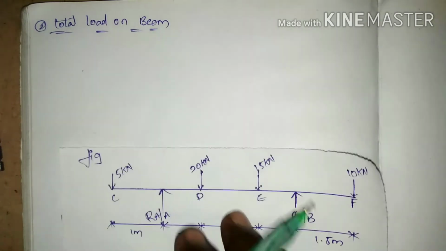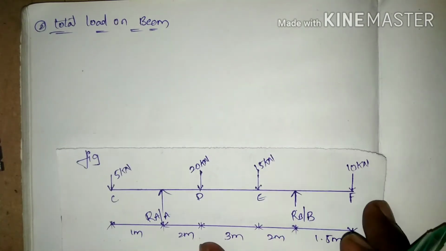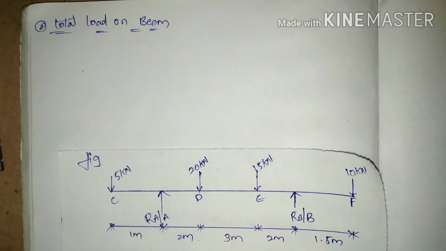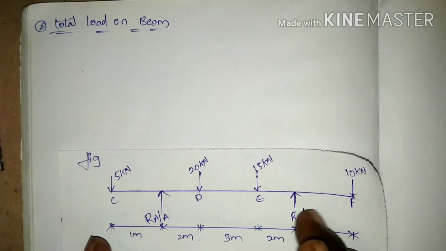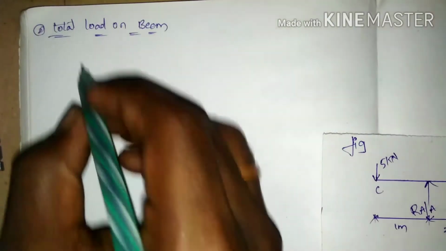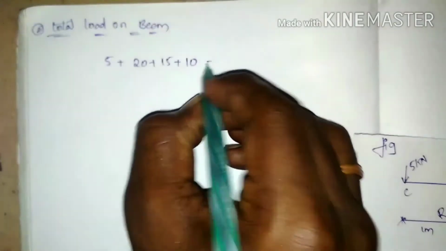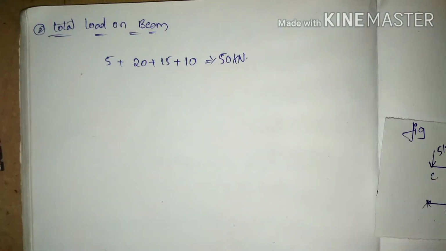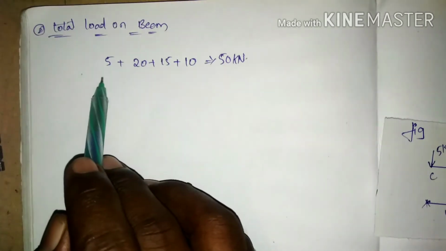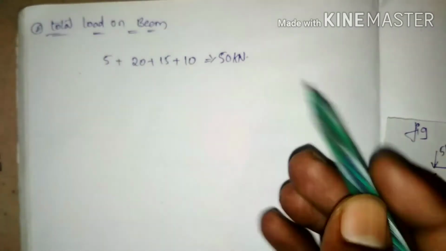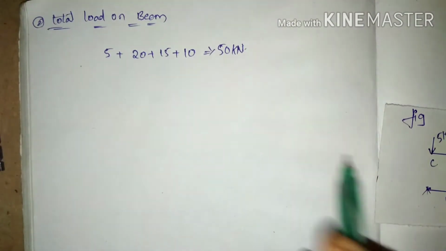Here the total load on beam is equal to the summation of all the forces on the beam. We have the point loads acting on this beam. Here 5, 20, 15 and 10 are all the forces acting on this beam, so the sum of these forces is going to be our total load on beam. Let it be like this: 5 plus 20 plus 15 plus 10 gives rise to 50 kilonewtons on beam. Here these loads are all in kilonewtons, so the resultant value will also be in kilonewtons.